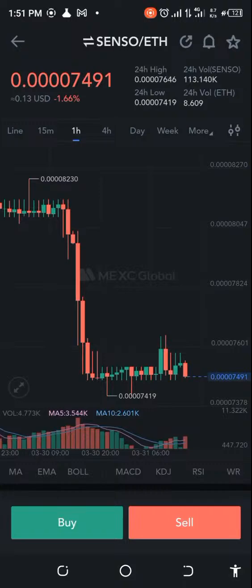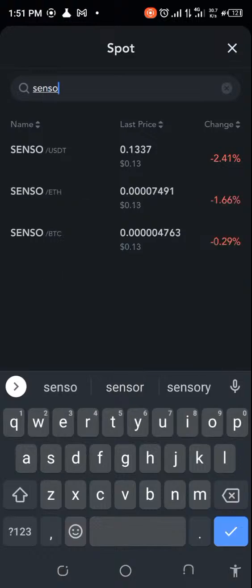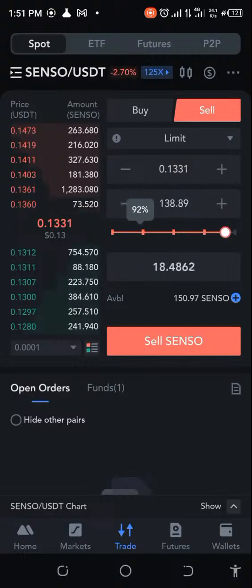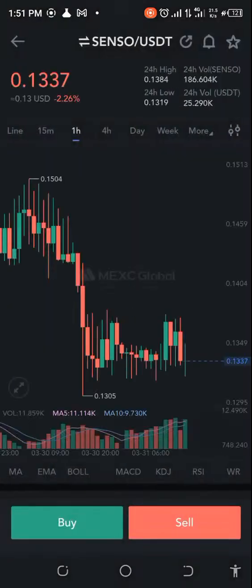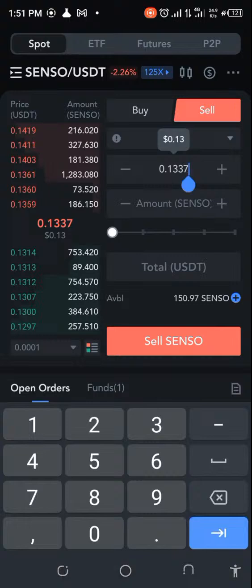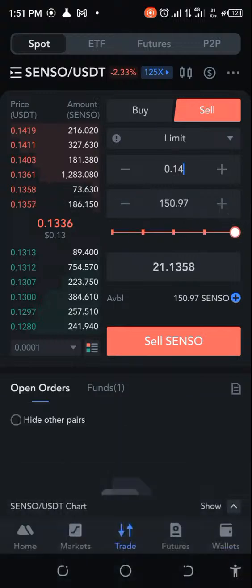So if I go back to my Senso USDT, one or two things could happen. If I try to sell back to USDT, let's see. It has really gone low. What's going on here? Well, what I could do is to actually set a sell limit. If I set it to 14, what would that give me?